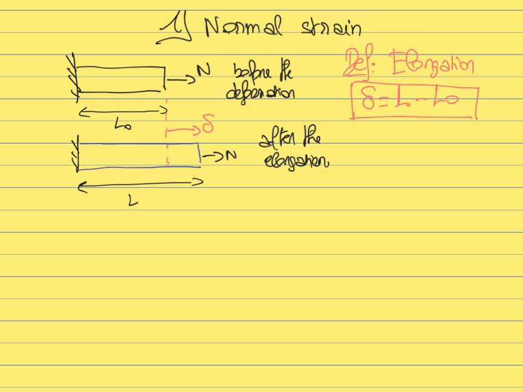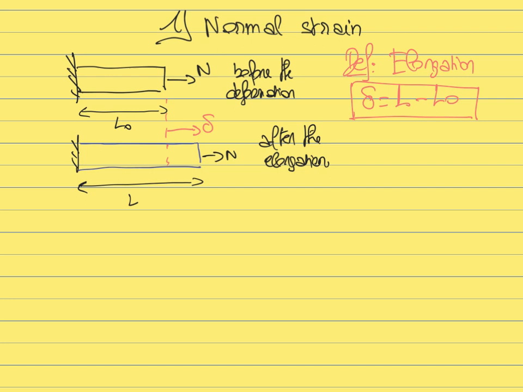And then based on this elongation, we said that the elongation is not the most meaningful way to characterize how deformed a beam is, because at fixed stress, a beam that is initially longer will exhibit more elongation than a beam that is initially shorter.